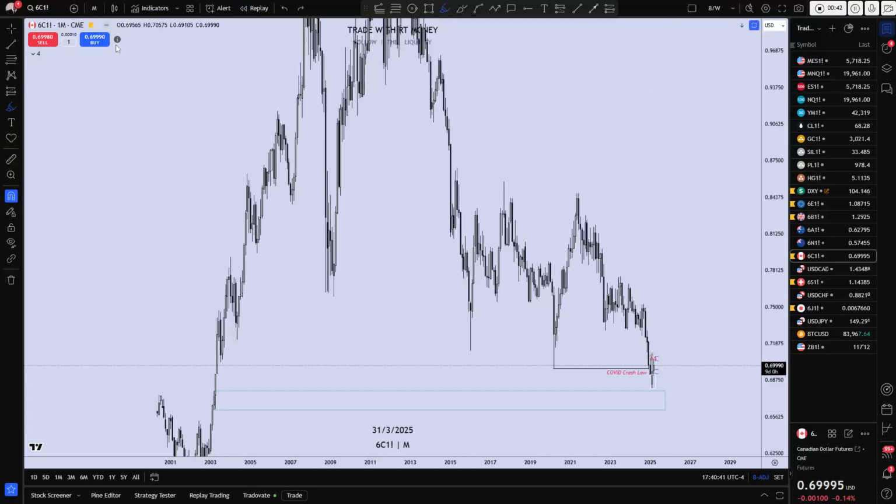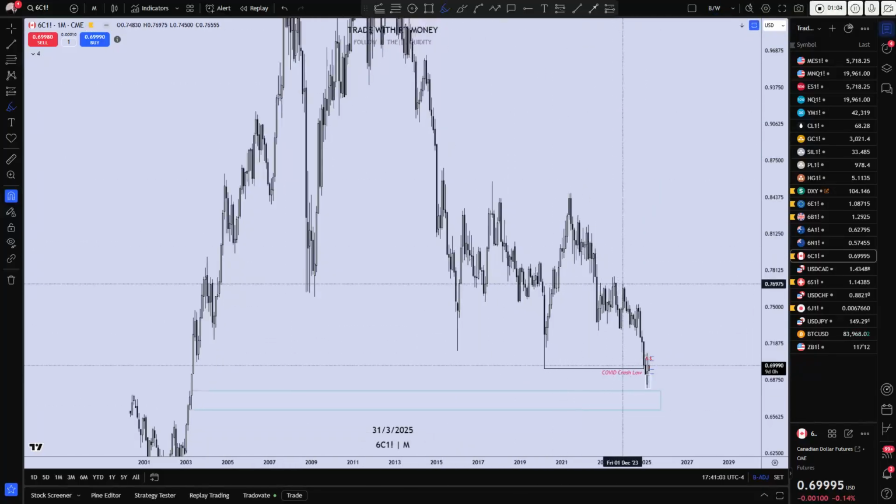Or in the description. All right, now we're going to look at the Canadian dollar. First thing we're going to look at is the Canadian futures. We're going to take a look and gauge the strength and weaknesses of the individual currency before we look at the actual pair with the US dollar.